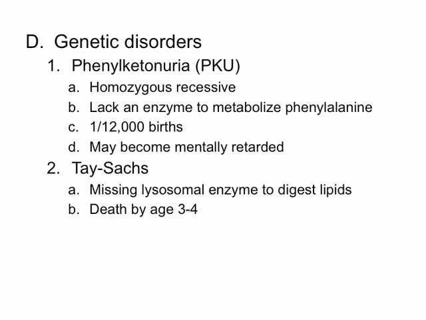PKU, phenylketonuria, is a homozygous recessive problem. These individuals lack an enzyme that's used to metabolize an amino acid called phenylalanine. 1 in 12,000 births end up with PKU. These individuals may become mentally retarded, and it's really as simple as diet. If the diet doesn't include any phenylalanine, these individuals will not become mentally retarded. So a strict diet can keep these individuals normal.